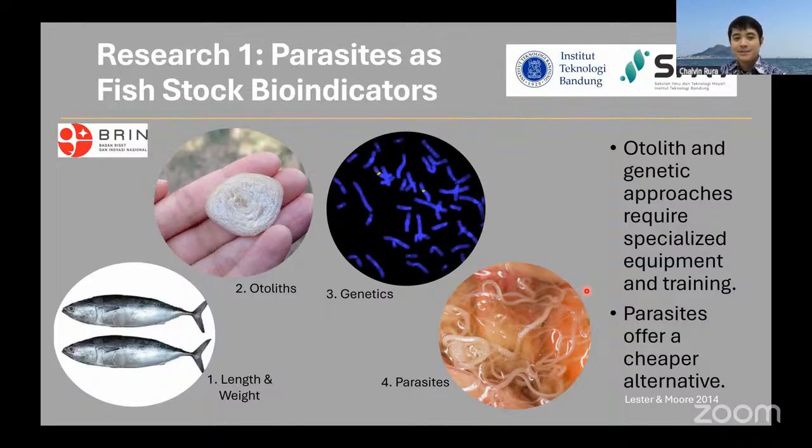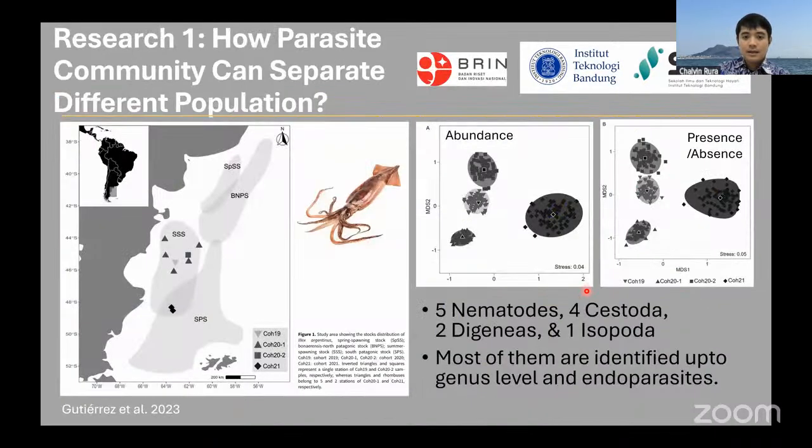So this researcher and I, she developed, and I think one of the collaborators also from Australia developed, a way using parasites, especially parasite communities. And okay, how a parasite community can separate different populations. So I can't really show, maybe in the next slide I will show some parts of the results, but this is just one paper on how we actually differentiate the population of a species.